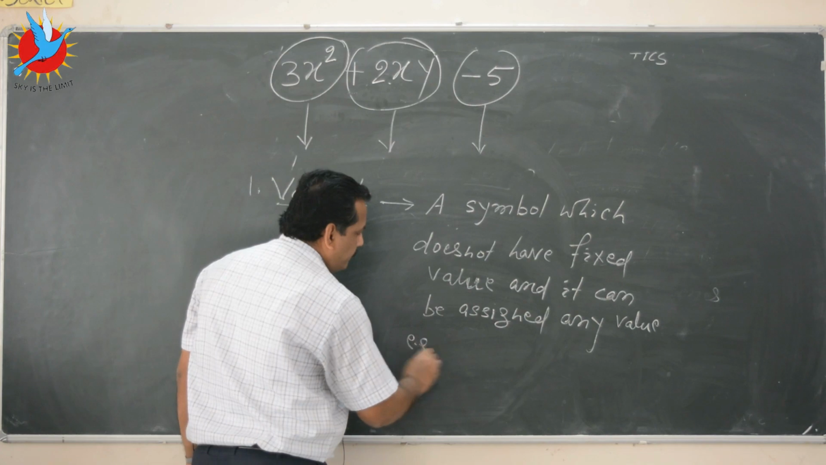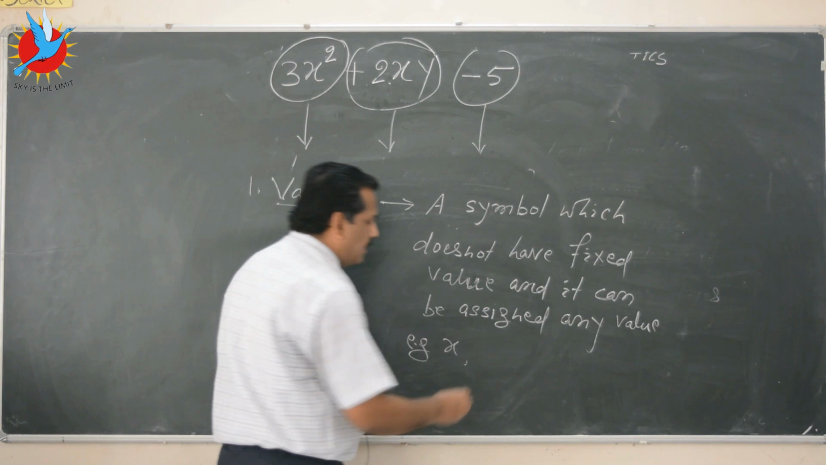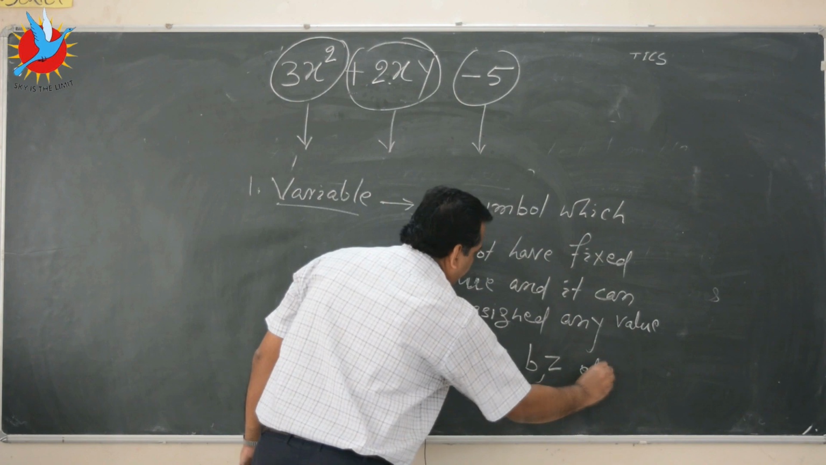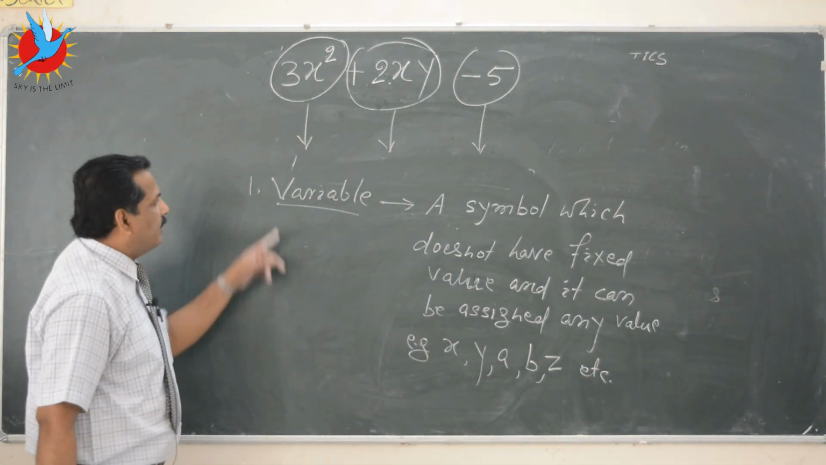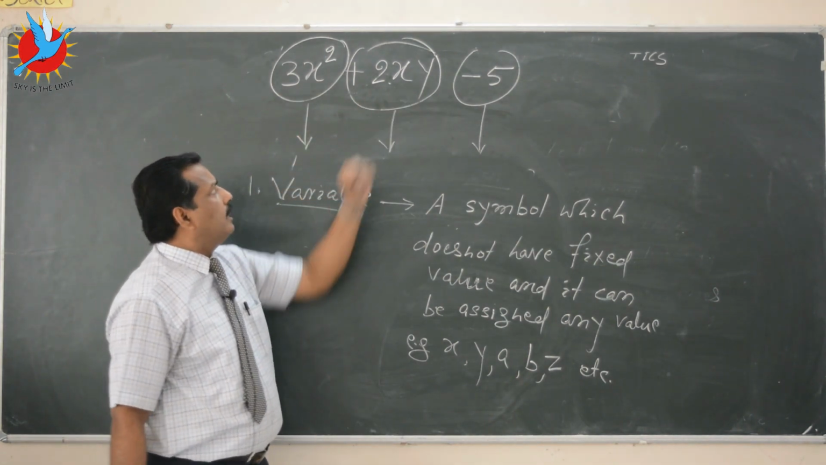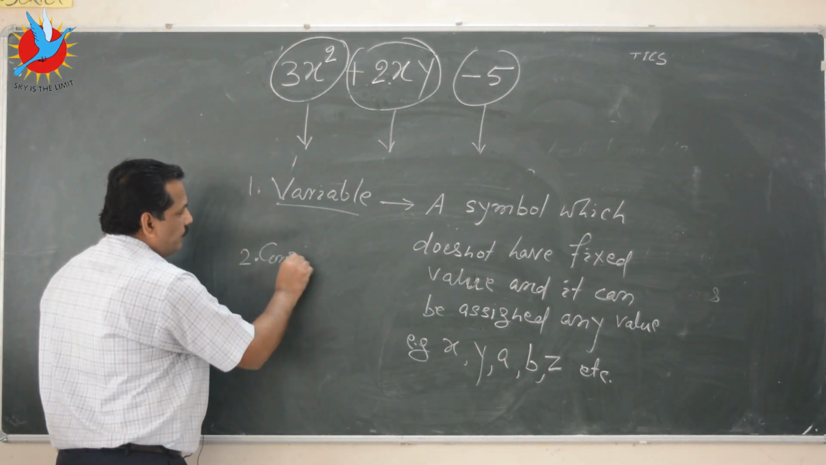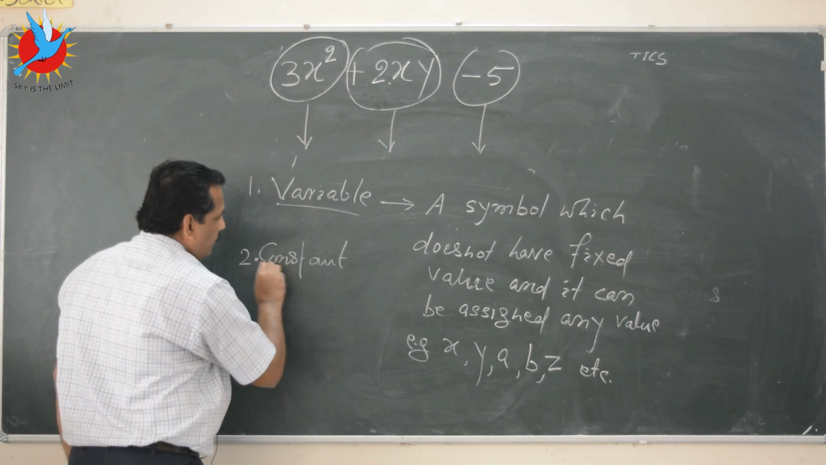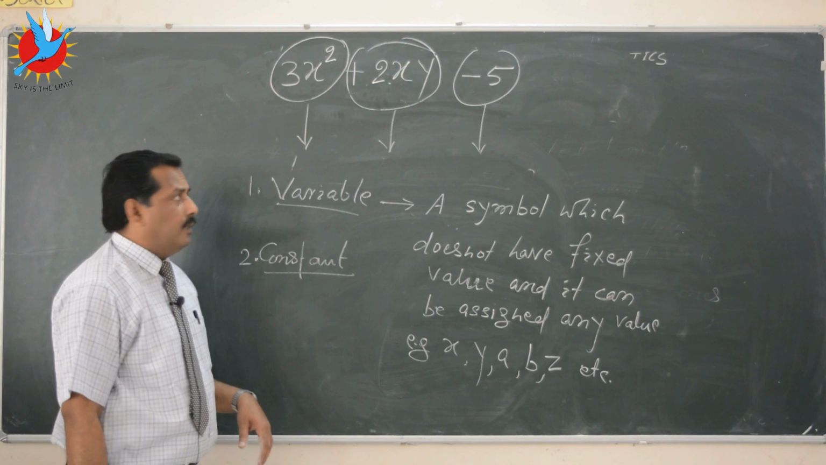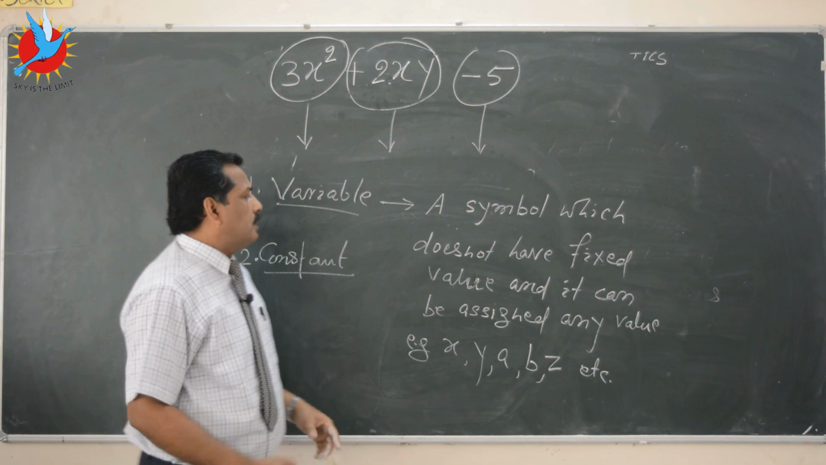For example, we use letters to represent variables. So x, y, a, b, z, etc. So till this moment I think this term is clear. So variable is x, variable is y, and another term is constant. So we discussed how to identify a constant. A constant is that which has a fixed value. So this 3 is a constant, 2 is a constant, 5 is a constant.